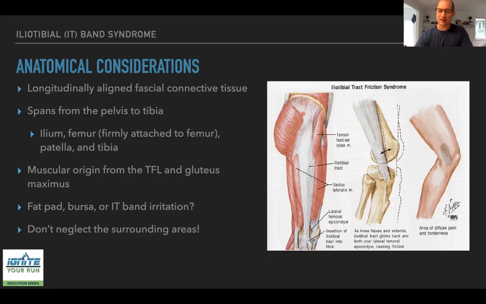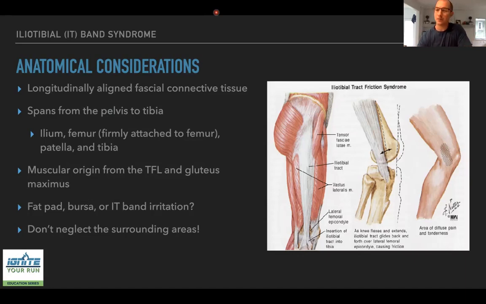Because this tissue spans, I mean, it's huge, right? It's spanning so many different areas, but we predominantly feel pain on the outside of the knee. We need to make sure that we're not automatically assuming this is just a knee issue. Obviously, we need to rule out other things within the knee, meniscal tears, issues with the joint capsule, and other things that could happen at the outside of the knee.